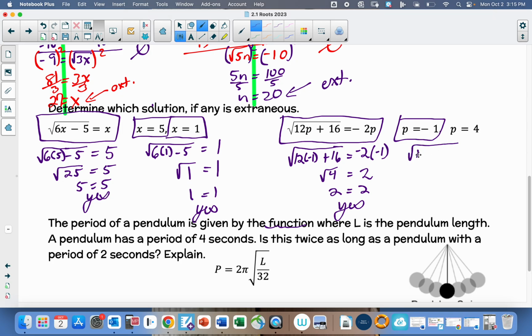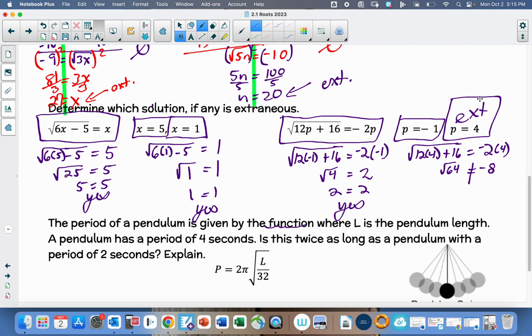So the square root of 12 times 4 plus 16, is that equal to negative 2 times 4? Well, that's 48 plus 16 is 64. So we have the square root of 64 on this side, and we have negative 8 on this side. Is the square root of 64 equal to negative 8? No. So we say that this is an extraneous solution.